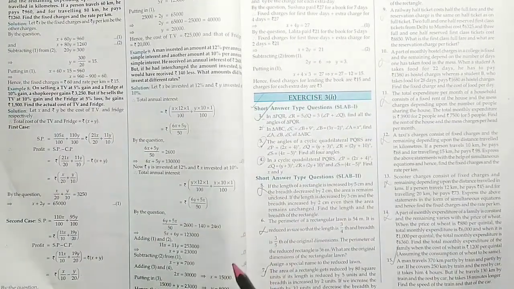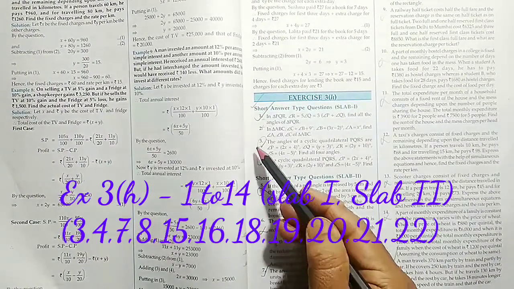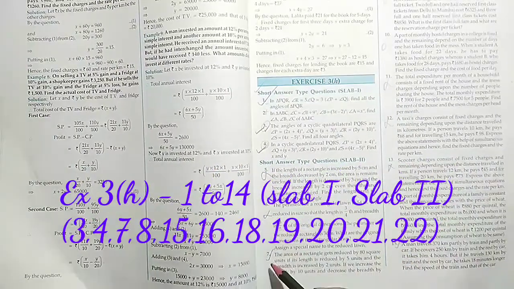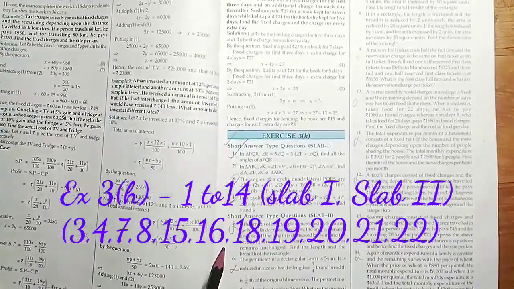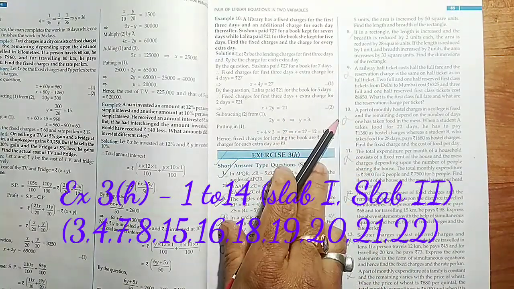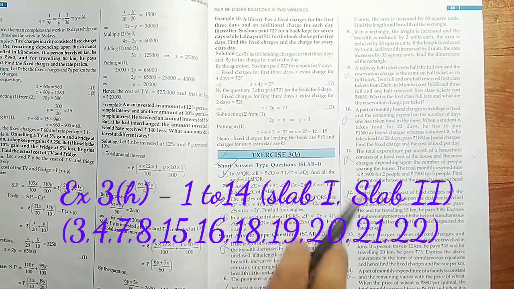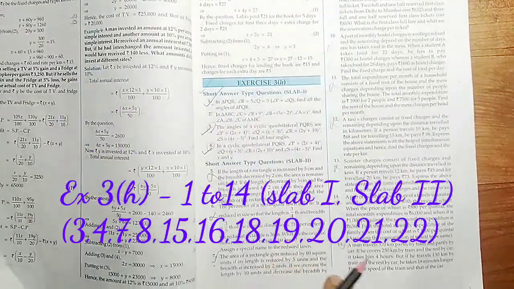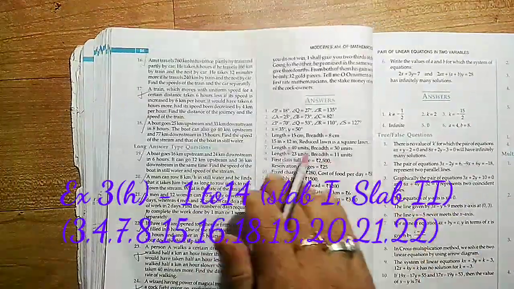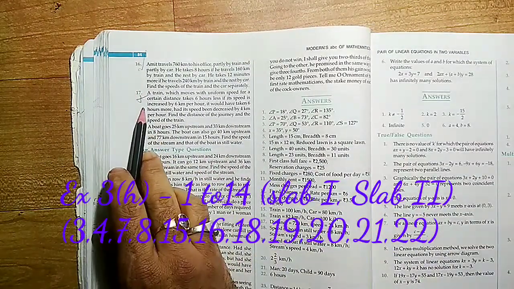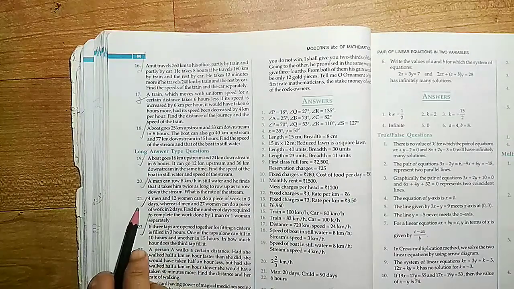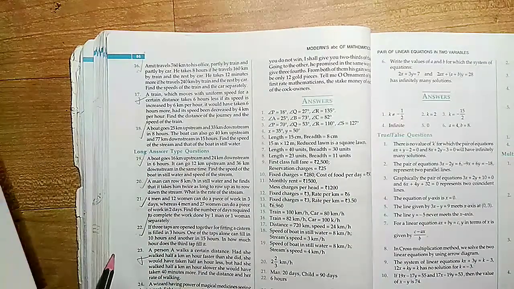In 3h you have to prepare question number 3, question number 4, question number 7, then question number 8. Question number 8 is required. 9 not needed. 10, 11, 12, 13, 14 not required. Question number 15 is again required. Question number 16 is needed. 17 is not needed. 18 is required. 19 is required. 20, 21, 22, up to 22 you have to prepare.